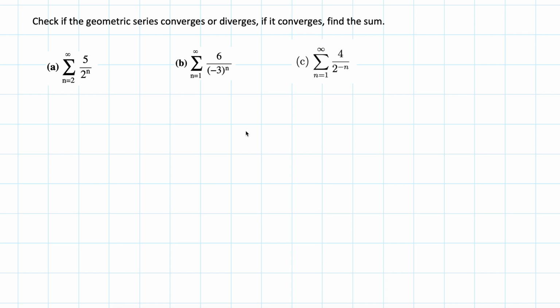Determine whether each geometric series converges or diverges. If it converges, find the sum. In part A, we have the sum starting n equals 2 to infinity, 5 over 2 raised to n.